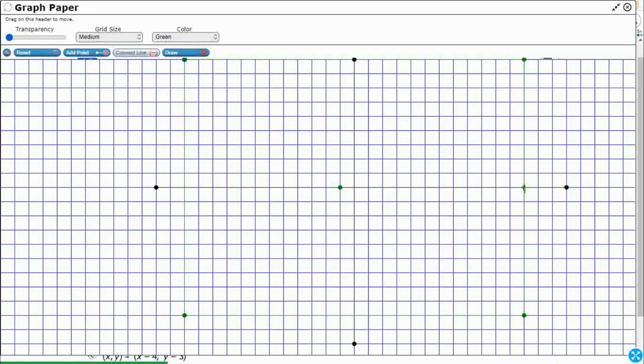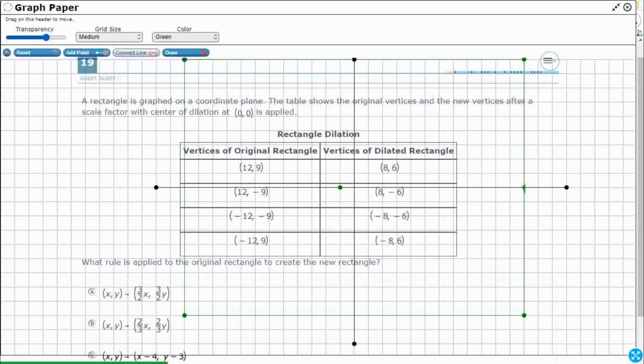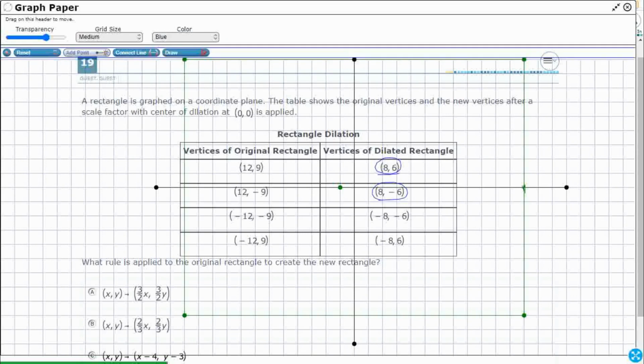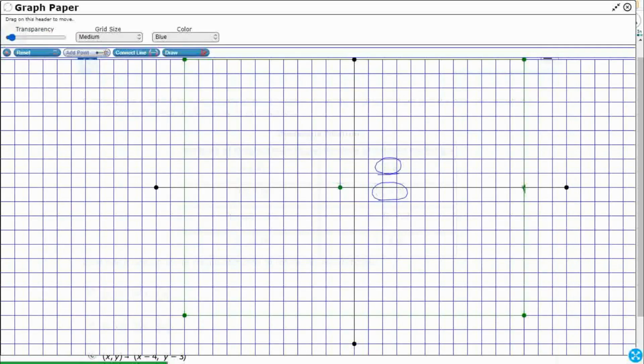Now, what happens with our dilated rectangle? Okay, it gets a little bit smaller, and that's where it gets a little bit interesting. I'll do that in blue here. You notice that the dilated rectangle doesn't go out as far. Okay, it only goes to 8, negative 6. So what does that look like? Now let's decrease the transparency.